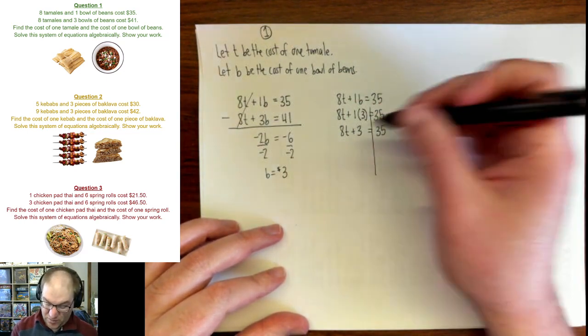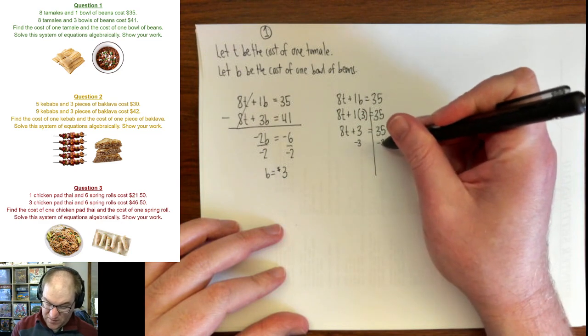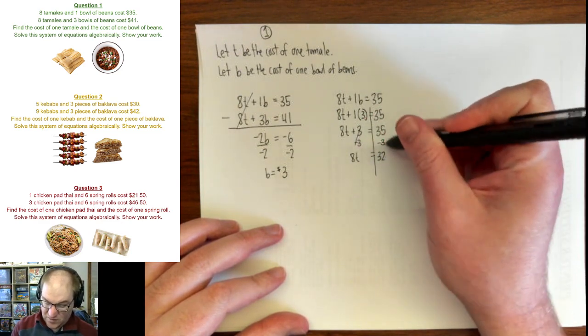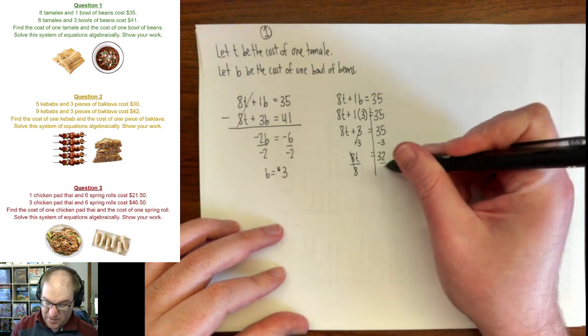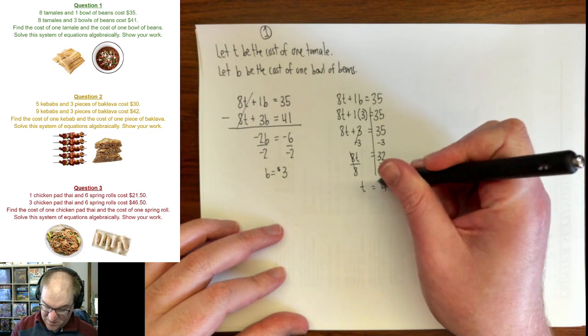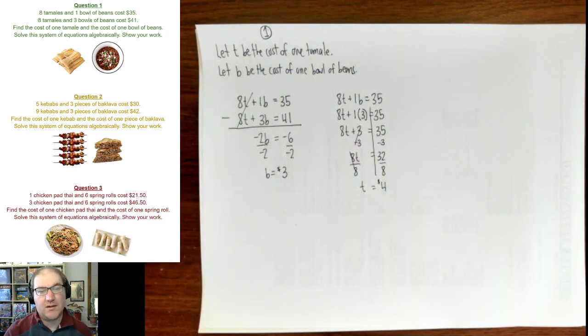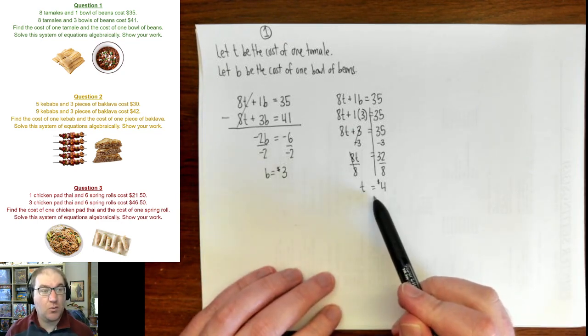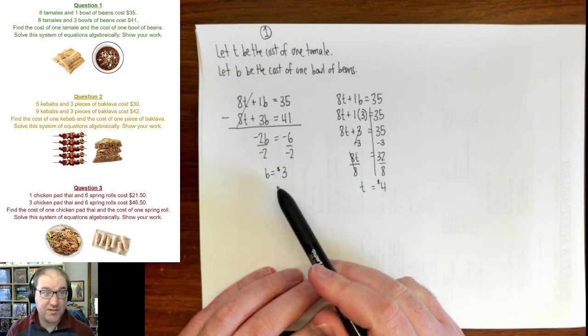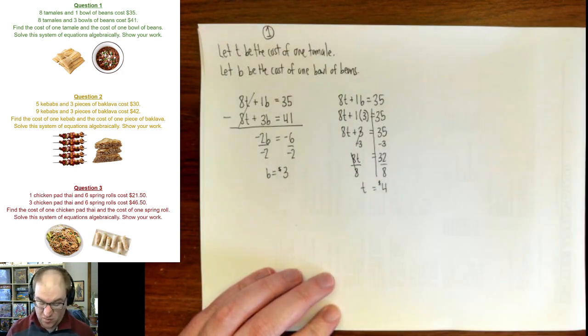Let's use inverse operations to solve this. I'm going to use minus 3 to both sides. Get 8t equals 32. And I'm going to divide both sides by 8. And I'm going to get t equals 4. That means tamales cost $4 each. So that's the answer to question 1. They wanted us to find the cost of one tamale, $4, and the cost of one bowl of beans, $3. And we solved it algebraically, and we showed all our work.